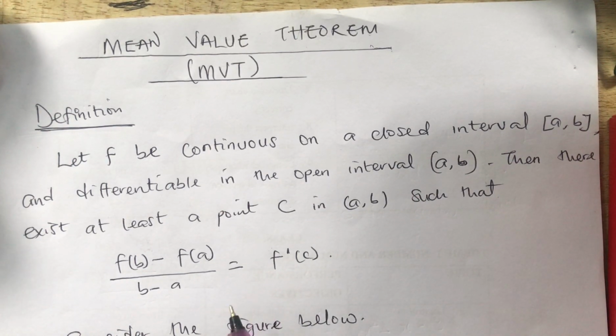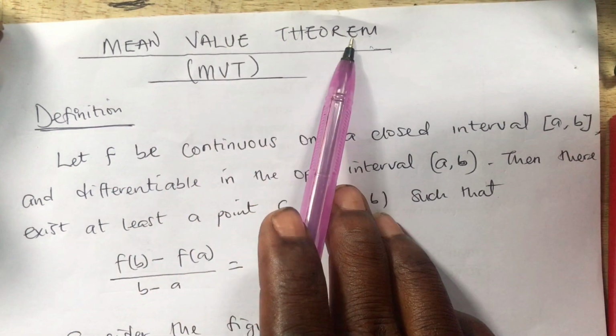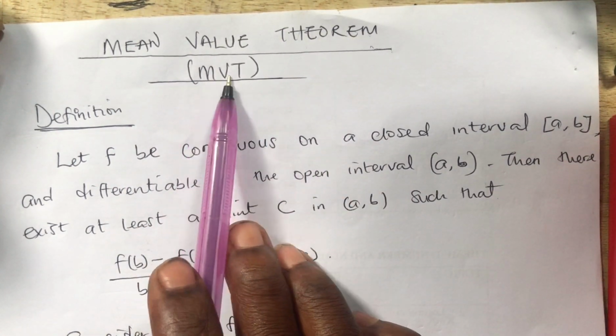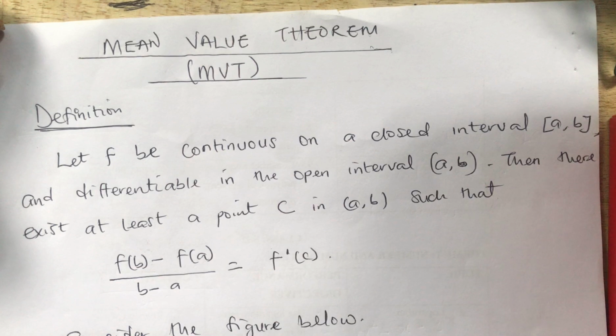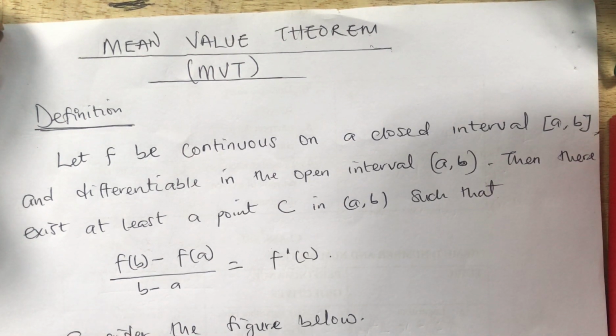Today we shall be talking about the mean value theorem, that is the MVT. We shall look at what the mean value theorem is all about. Mean value theorem is talking about the slope of a secant line and the slope of a tangent line. That is the slope or gradient of a secant line and the slope or gradient of a tangent line.